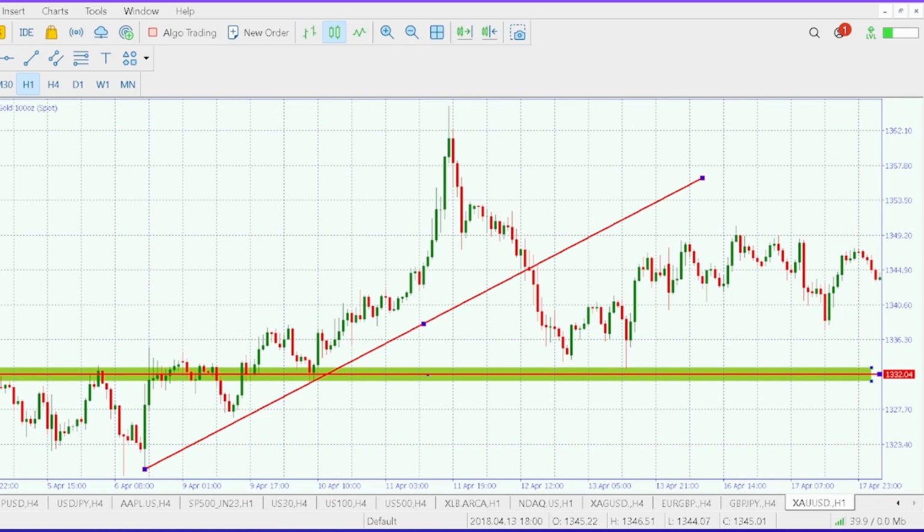Now, a double bottom involves two distinct low points located approximately on the same support price level. A double bottom has a W shape and indicates a bullish reversal after a bearish trend. Traders look for trade opportunities when price breaks the neckline. Let's do the double bottom pattern chart.